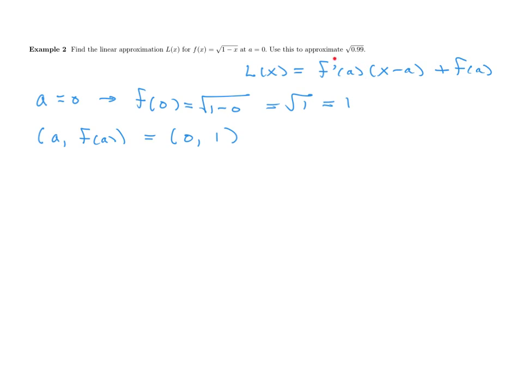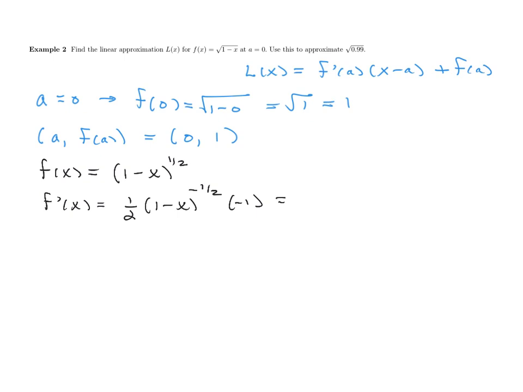I now need to know, well, what is the derivative at a equals 0? Our function f is the square root of 1 minus x, which is 1 minus x to the 1/2 power. So the derivative is 1/2 times 1 minus x to the negative 1/2 times negative 1 by the chain rule. And you can write this as negative 1 over 2, the square root of 1 minus x.